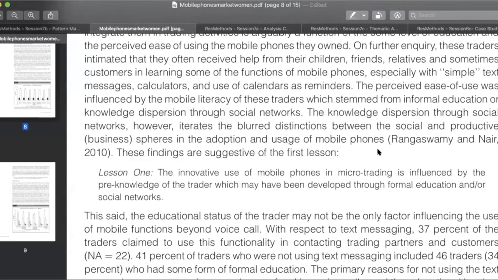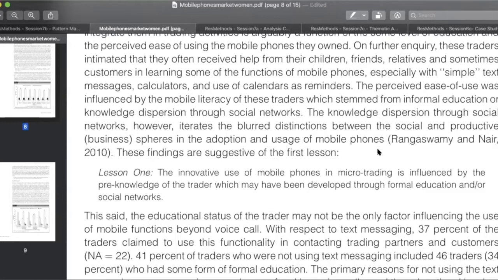Now, these findings, the findings I've talked about plenty here, are suggestive of the first lesson. The innovative use of mobile phones in micro trading is influenced by pre-knowledge of the trader, which may have been developed through formal education and social networks. Now, where is this particular conclusion coming from? It is coming from the data, and it's also coming from the literature. Two patterns have been confirmed, one from the literature, one from the data. Hence, we can put this across in here.